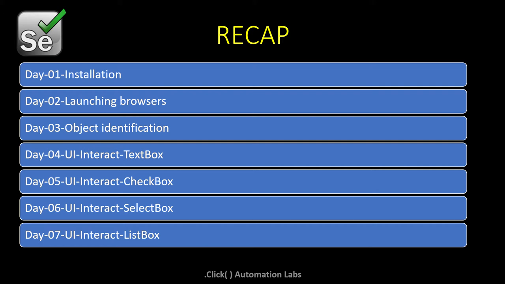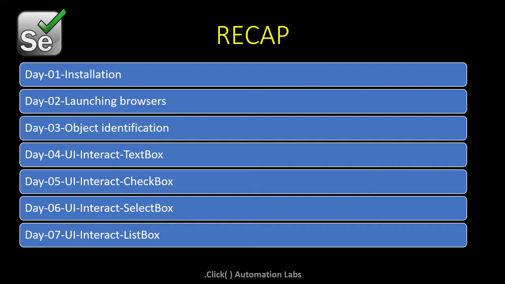And in day 3, we learned about object identification, how Selenium identifies various objects, how findElement works, and the difference between findElement and findElements. We also looked at driver.findElement with By methods like By.id, By.name, By.xpath, By.cssSelector, By.tagName, By.className, By.linkText, and By.partialLinkText. So we have seen various APIs or methods to identify objects using Selenium WebDriver.